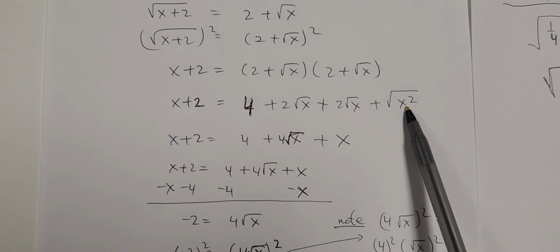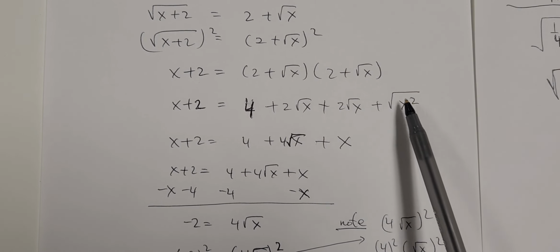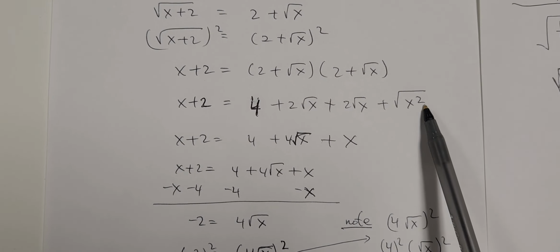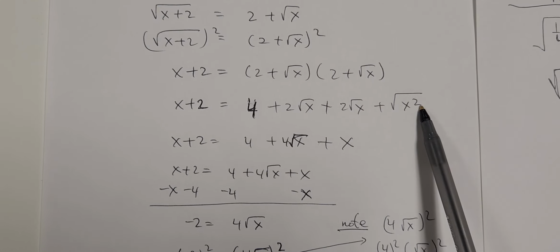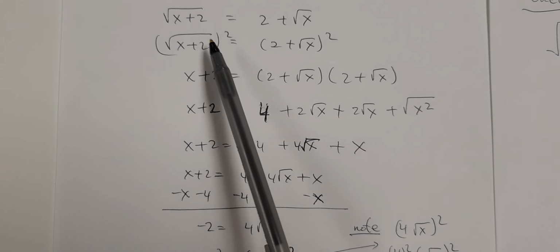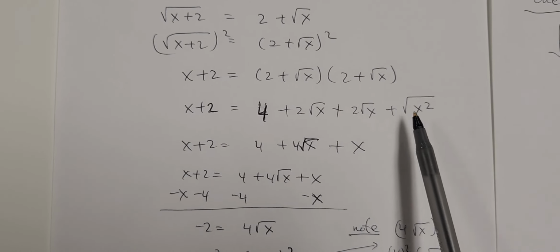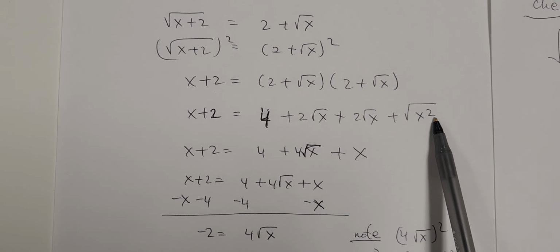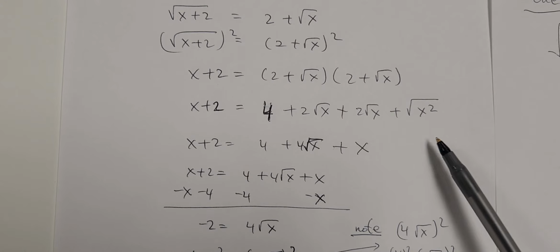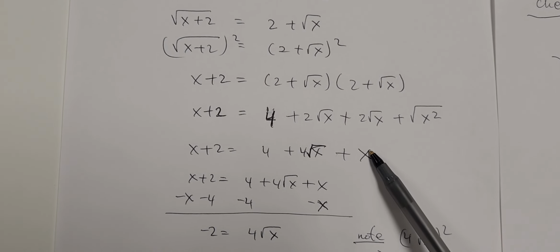Next, this x squared and this square root, they are the same, so we can cancel. Square root and square cancel, just as on the top right here. So all I have left is just this x.